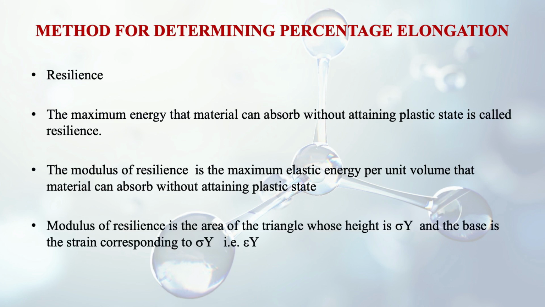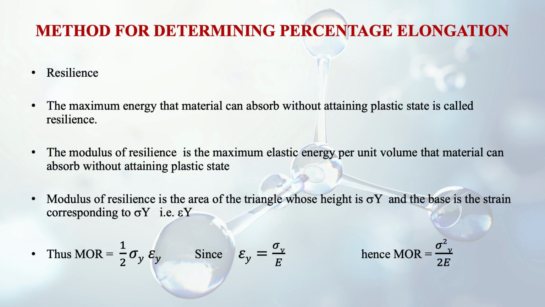And modulus of resilience is given by half into sigma y into epsilon y. Let me explain what sigma y and epsilon y are. Sigma y is the yield stress, because it is not going into the plastic region, that's why only up to the yield region. Epsilon y is the strain corresponding to that point of stress. So there's a triangle, and the area of a triangle is given by half into length into base. So half into sigma y into epsilon y. This is called the modulus of resilience.